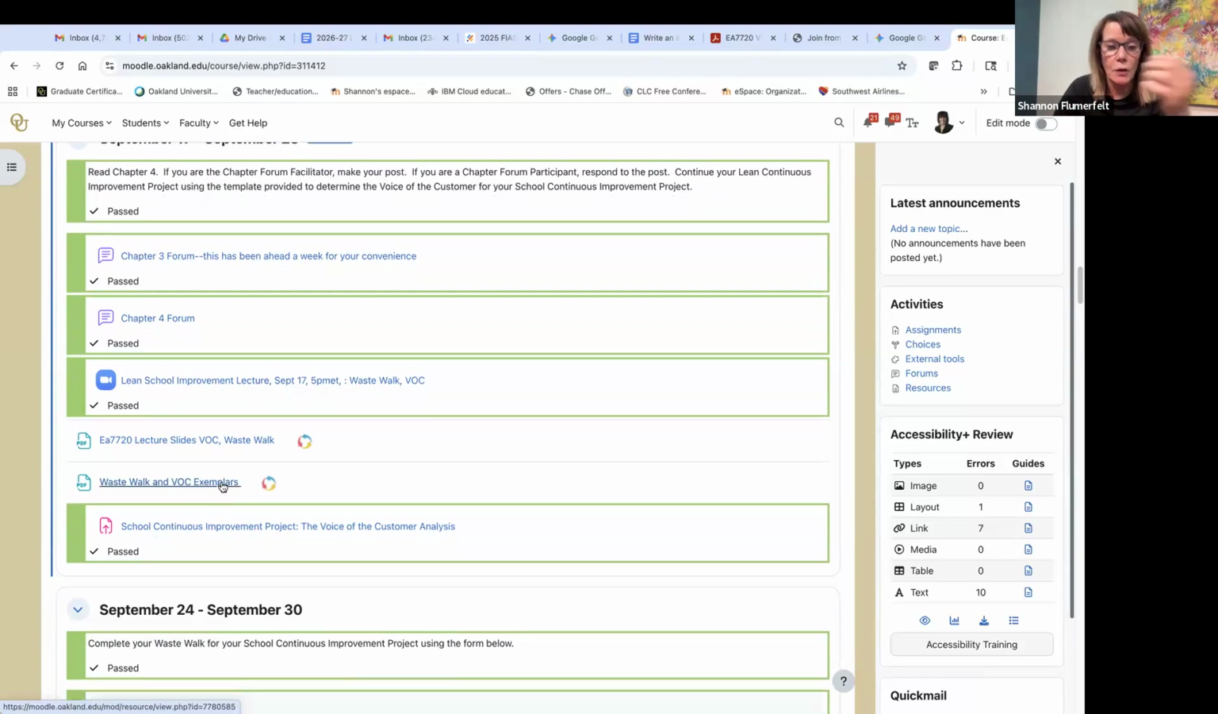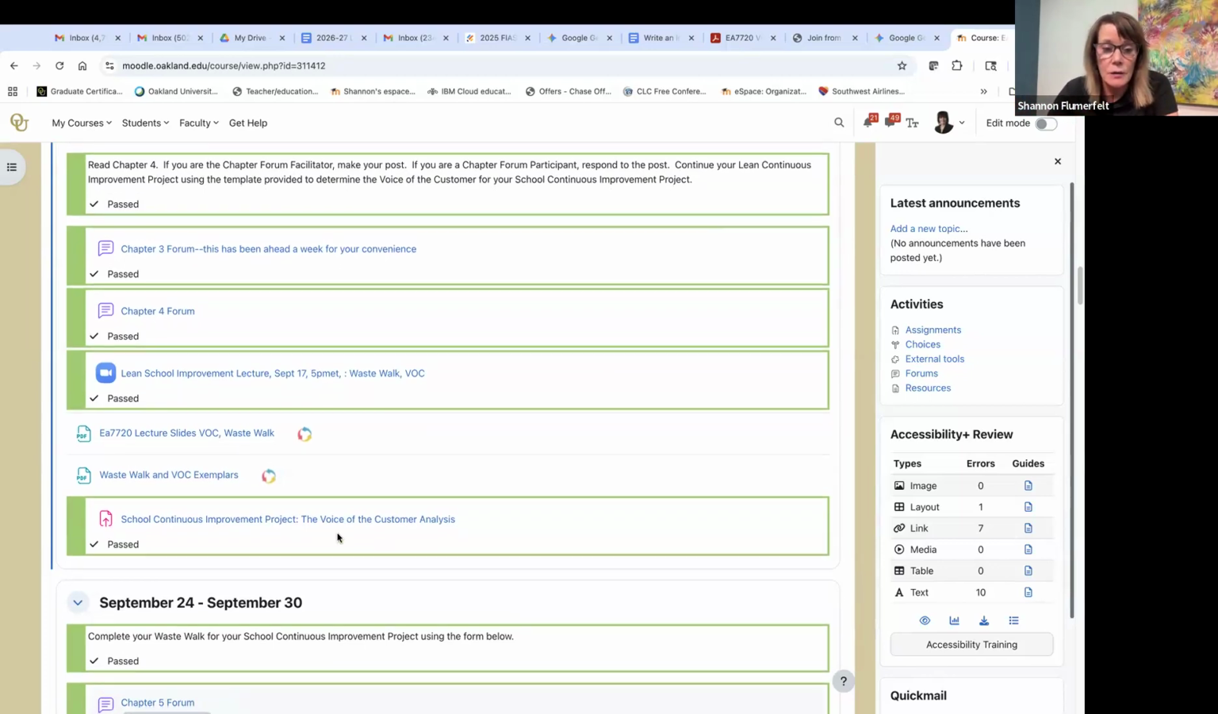So you can use those, and then you're going to be doing a voice of the customer analysis for your school improvement project. So you have your outline, you have a basic idea, and then you're just going to, let's see what you got here for your Credo and your voice of the customer. And you can use the exemplar to do this, okay?